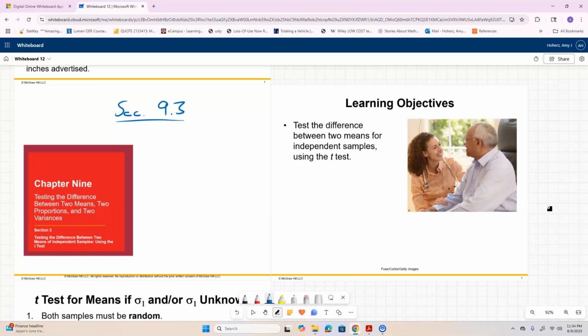So now we're going to be testing the difference between two means of independent samples using the t-test. Using the t-test means we don't know the sigmas. We only know the s's, which means we're going to use the t-test. Whenever we have only s, we follow with the t, and that means we're going to be doing degrees of freedom.